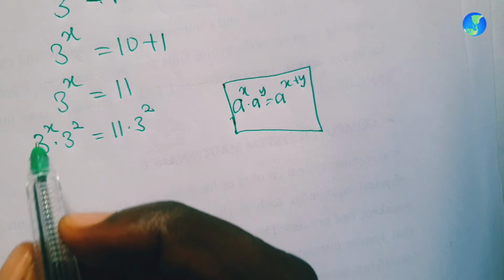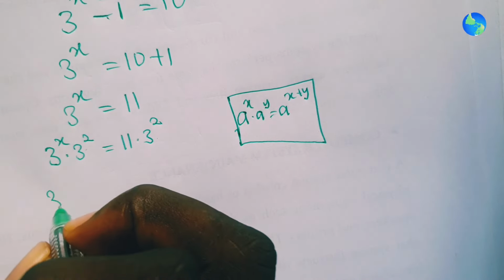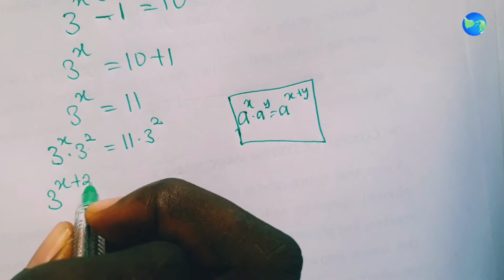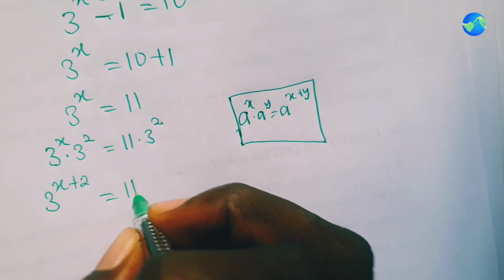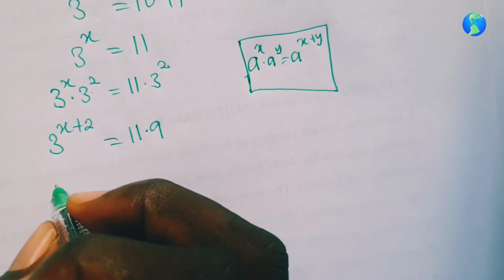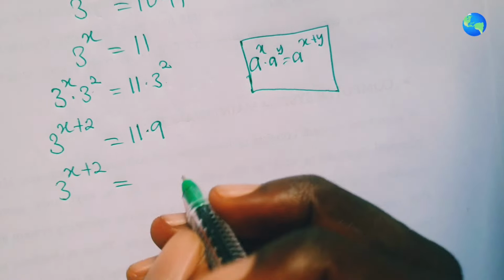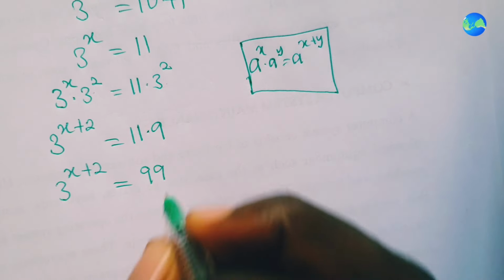So for this, 3^x times 3^2 equals this, so we can write this to be 3^(x+2) equals 11 times 3^2, which is 9. It can be clearly seen that 3^(x+2) equals 11 times 9, that's 99.